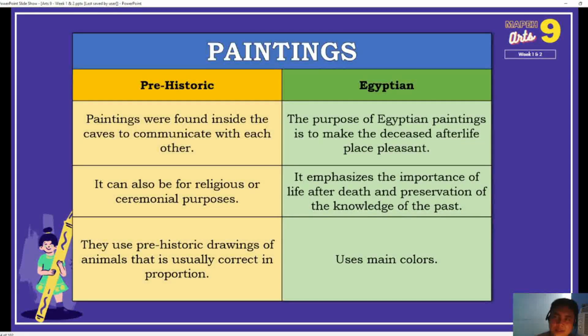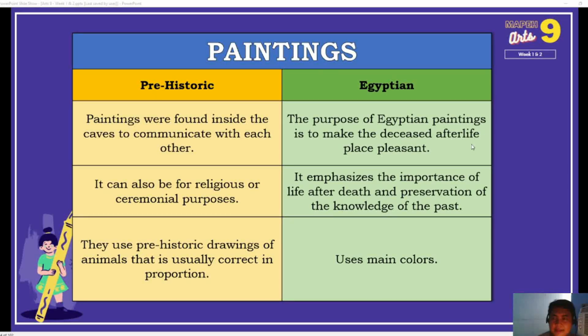So for the comparison between the prehistoric paintings and Egyptian paintings, prehistoric paintings are found inside caves. They can also be for religious or ceremonial purposes, and they use prehistoric drawings of animals, usually correct in proportion. For the Egyptian, the purpose of Egyptian paintings is to make the deceased's afterlife place pleasant. It emphasizes the importance of life after death and preservation of the knowledge of the past. So they have a huge respect for their deceased loved ones. And basically, they use as main colors.